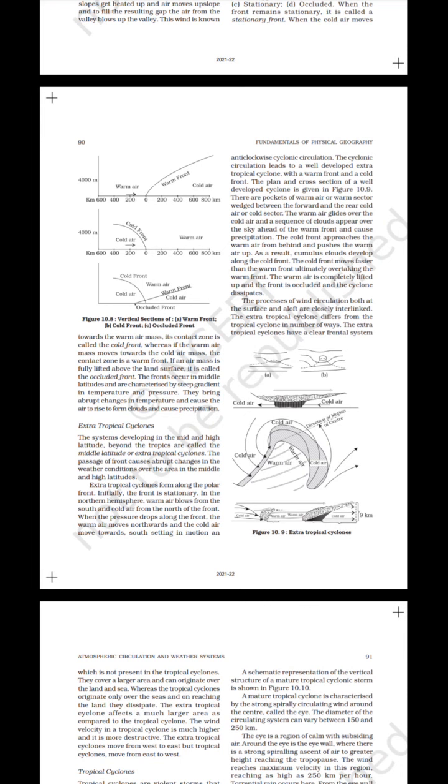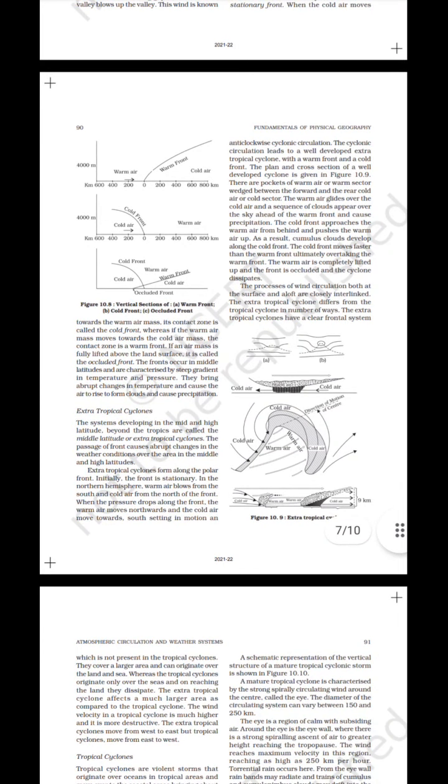Extratropical cyclones. The systems developing in the mid and high latitudes beyond the tropics are called the middle latitude or extratropical cyclones. The passage of a front causes abrupt changes in the weather conditions over the area in the middle and high latitudes. Extratropical cyclones form along the polar front. The front is stationary in the northern hemisphere. Warm air blows from the south, cold air from the north of the front.